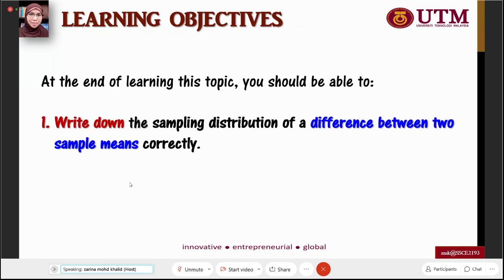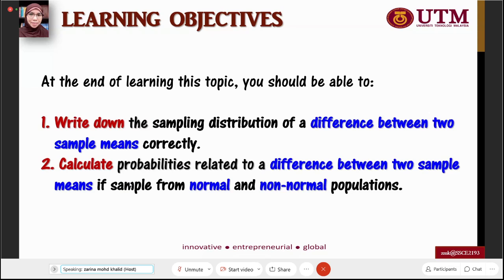And you should also be able to calculate probabilities related to the difference between these two sample means if you sample from normal or from non-normal populations. Actually, you just extend what you learned previously. Okay?